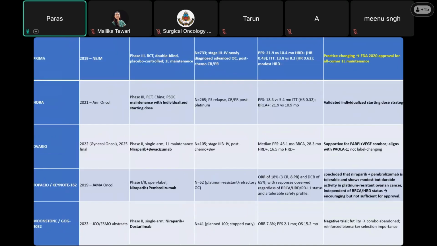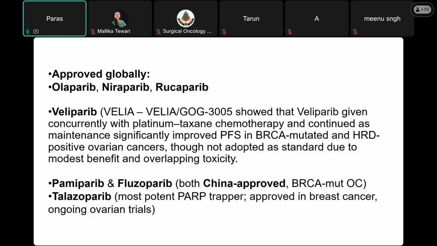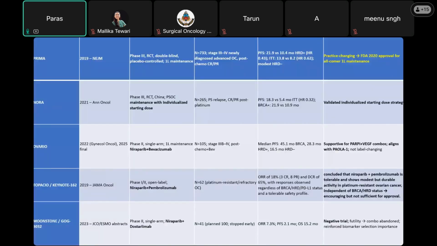The PRIMA trial came in 2019. It led to niraparib getting FDA approval for all-comer first-line maintenance. It was a double-blind, placebo-controlled RCT for first-line maintenance, and showed PFS benefits in HRD-positive patients and moderate benefits in HRD-negative patients. The NORA trial led to the creation of the individualized starting dose, that is, less than 77 kg and less than 1.5 lakh platelets, 200 mg starting dose, and above that 300 mg.